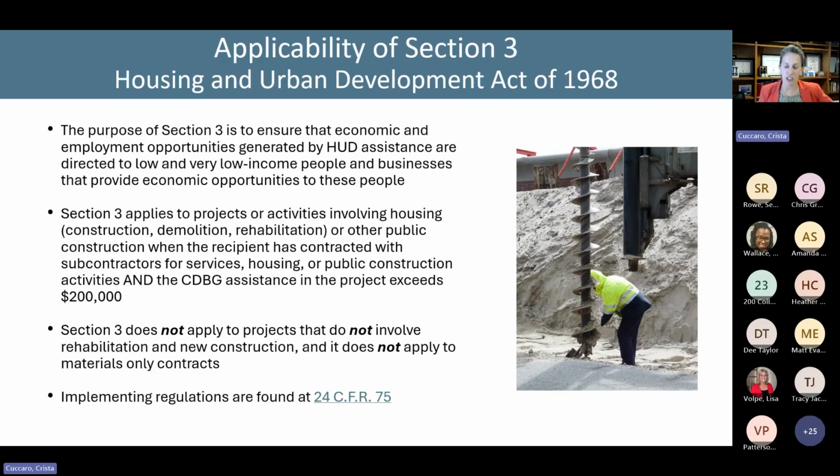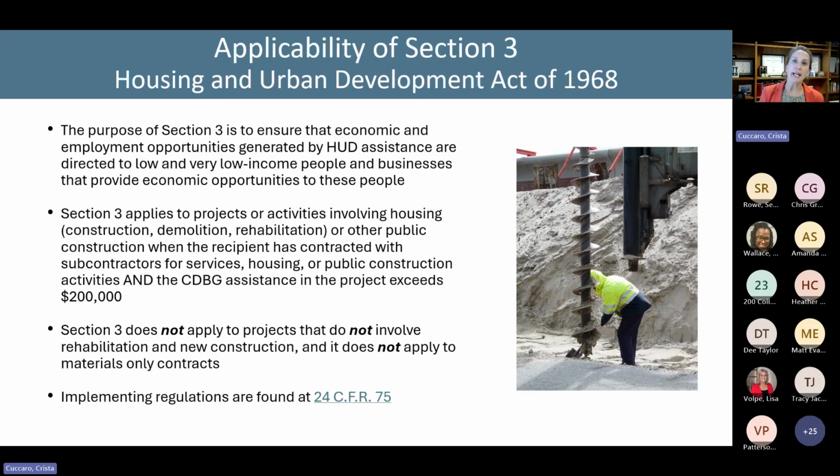The last CDBG specific requirement that I want to talk about is Section 3. Section 3 is a little bit complicated, but I'll start by talking about the purpose of Section 3. The purpose of Section 3 is where we have HUD assistance funding a project, right?